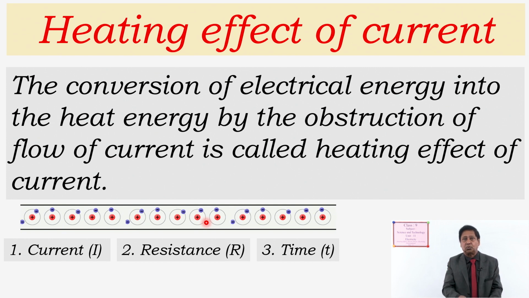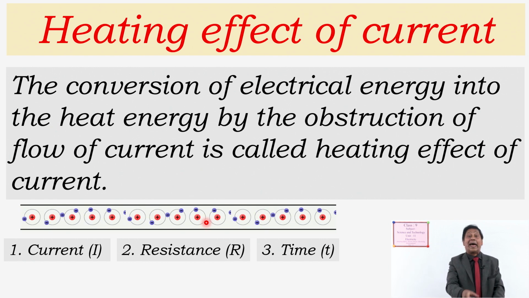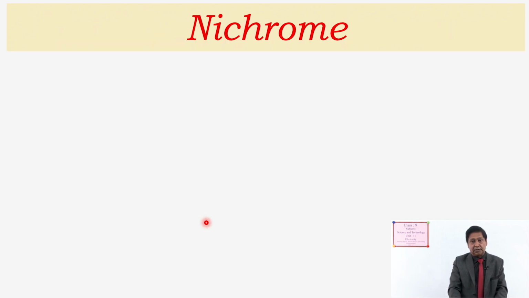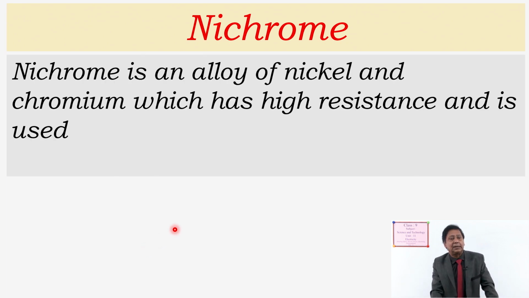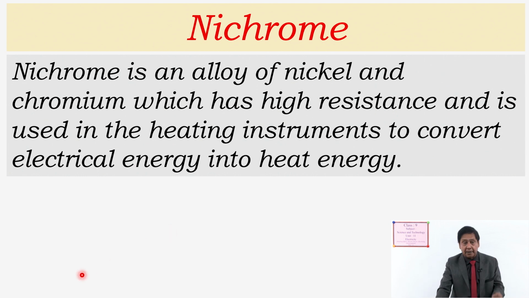Okay, after understanding the heating effect of current, now I want to introduce one metal called nichrome. In all heating instruments, this metal, an alloy of nickel and chromium, is used. If you are told to write about nichrome, what can you say? Nichrome is an alloy of nickel and chromium which has high resistance and is used in heating instruments to convert electrical energy into heat energy.